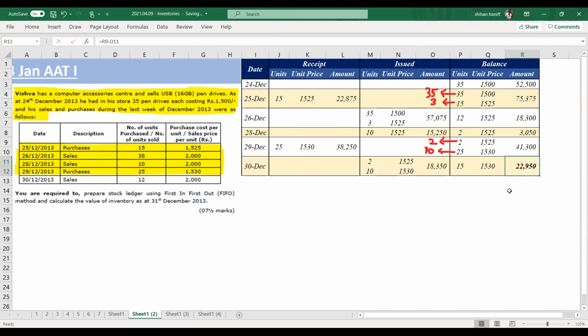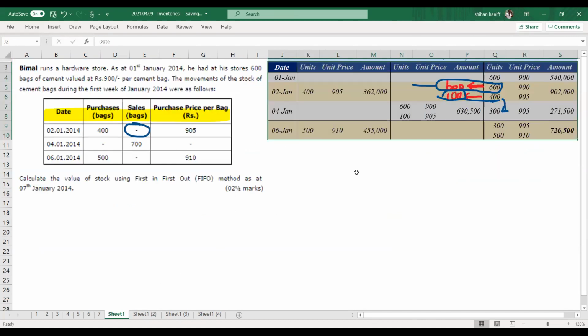Right. Now let me explain. Any questions from this? Now this is weighted average, the first in first out method, right?